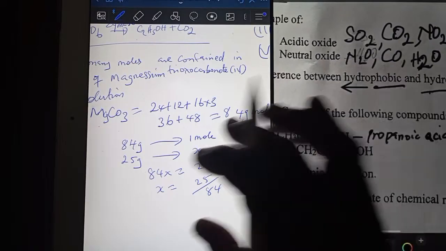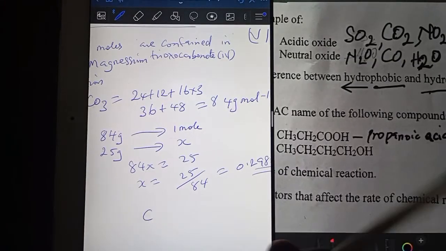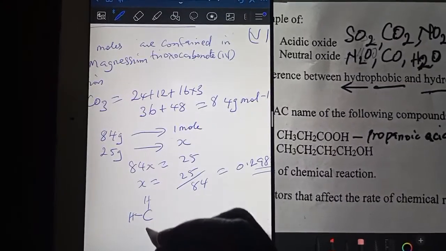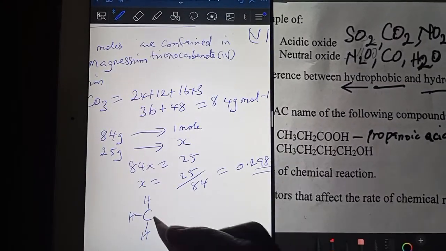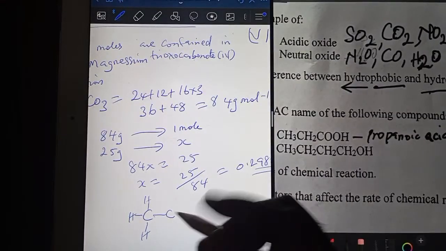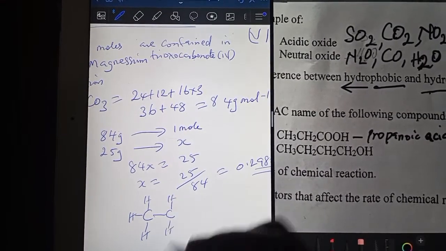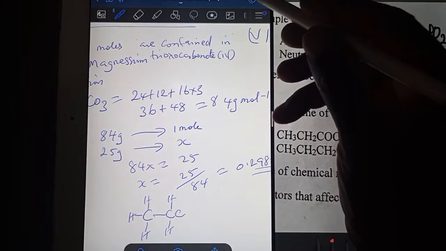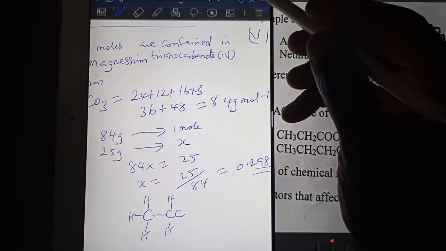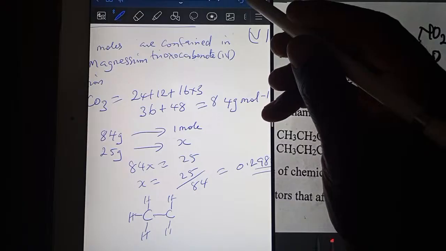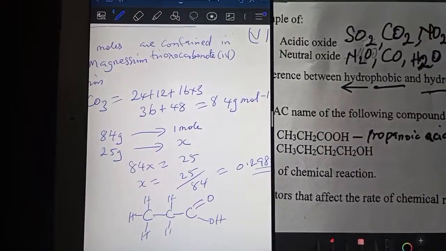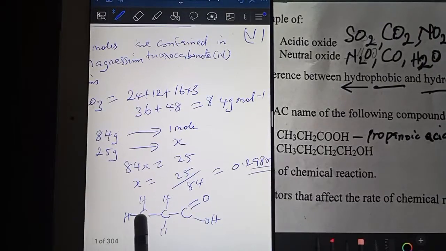If you are finding it difficult to name, you can expand it, draw it larger. How do you do it? This is 1C. Expand it by putting H all over, because there are 3 H. Then you move to the next C, put 2 hydrogens on that C, up and down. Then you move to the next C, with a double bond O and OH. That is propanoic. Prop: 1, 2, 3.